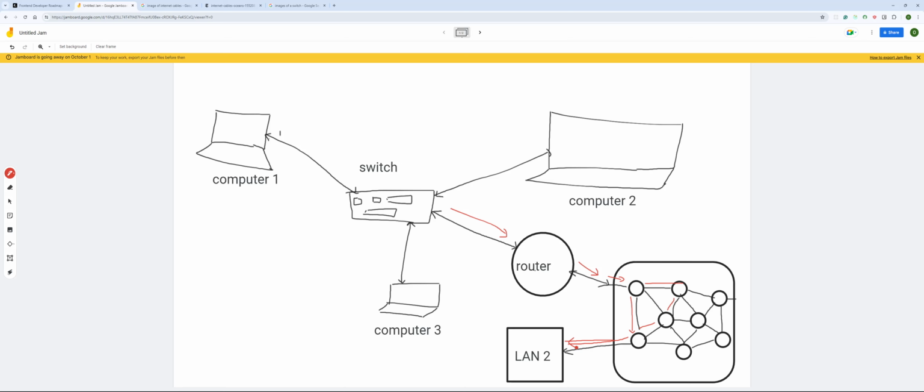So they go from your switch to your router. The router sends that over to the internet. The internet, with all these multiple routers, decides what's the shortest or optimal path for your packets to travel through to get to its preferred destination. And this is the internet in a nutshell.